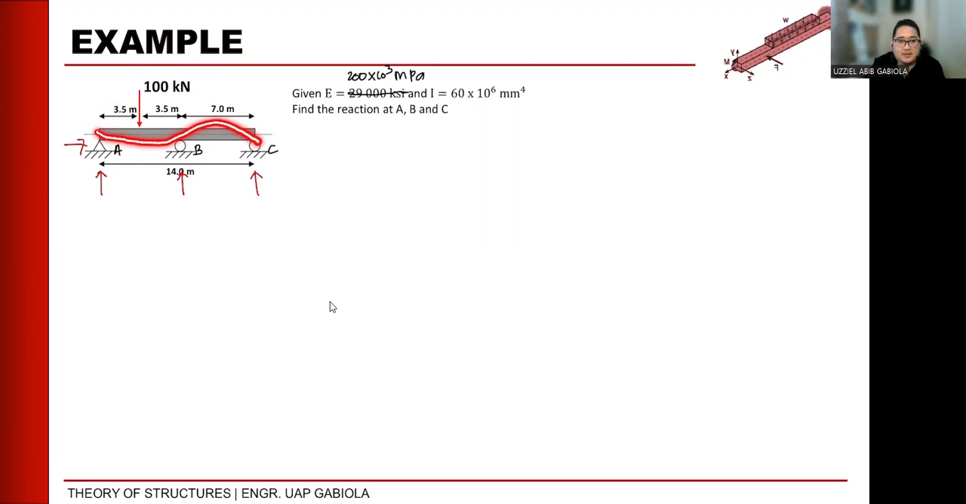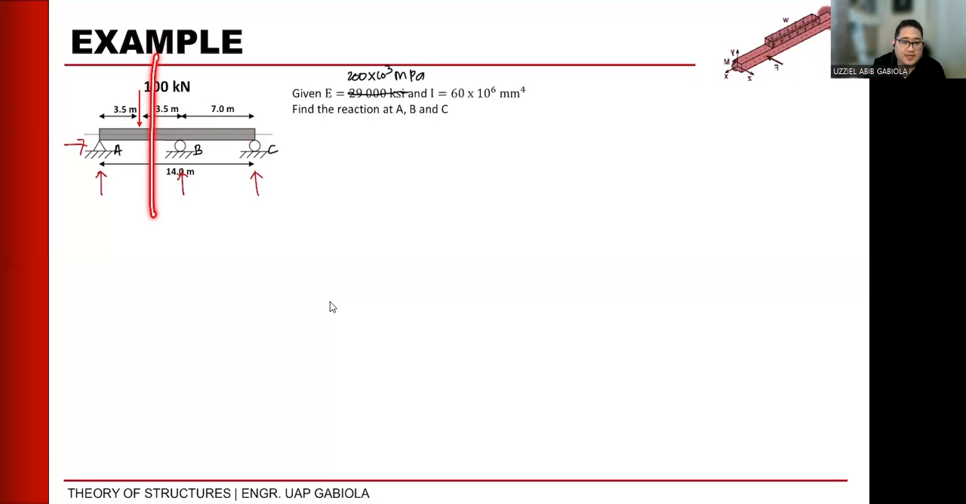Okay? So to solve for our reactions, we can use yung segment natin to identify yung mga formulas na kailangan natin for compatibility condition. So, ilang segment tayo? So, yung first one will be before yung loading natin. Pwedeng halimbawa dito na para support by support tayo. Ito yung first segment natin.